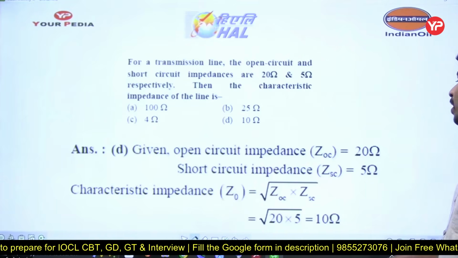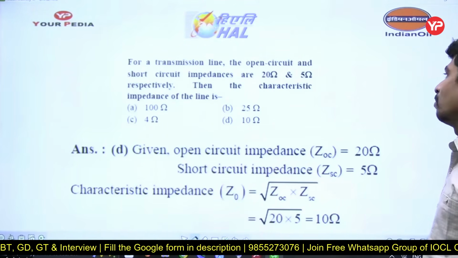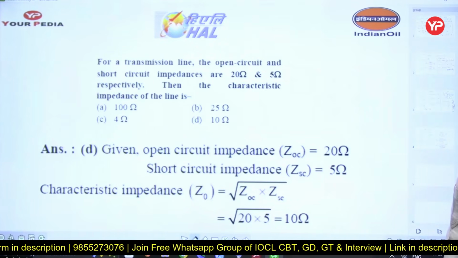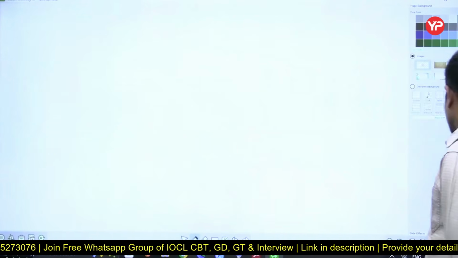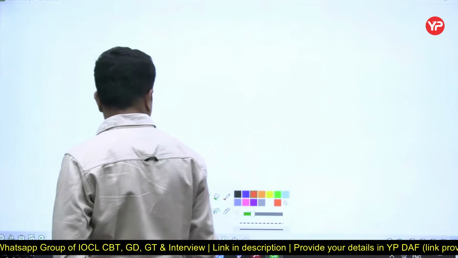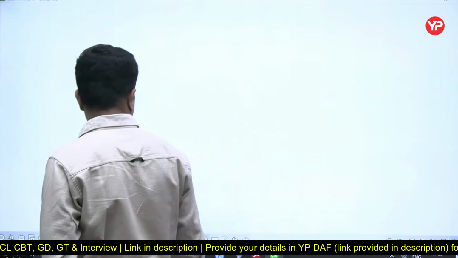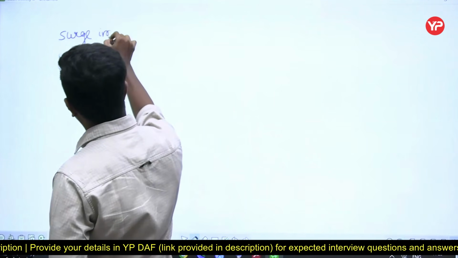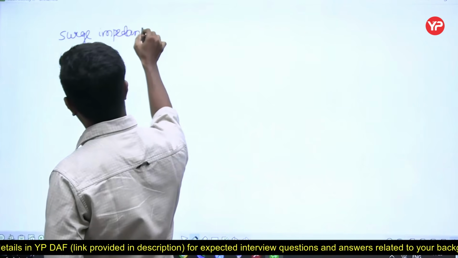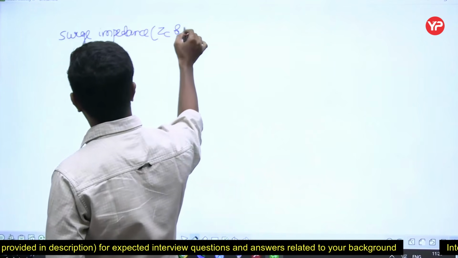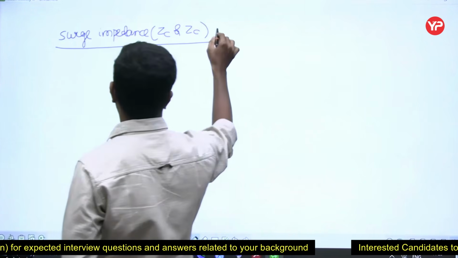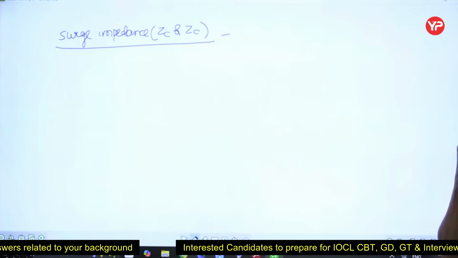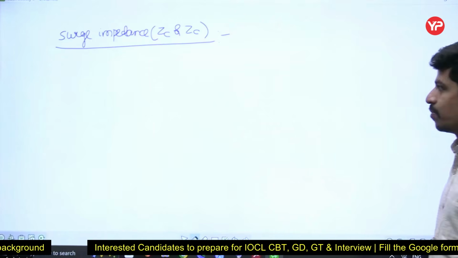Okay. The next question is about surge impedance. Let me give you some points related to surge impedance and then we will solve the question. What is surge impedance? Surge impedance, ZC, is also called characteristic impedance. It is also called natural impedance.